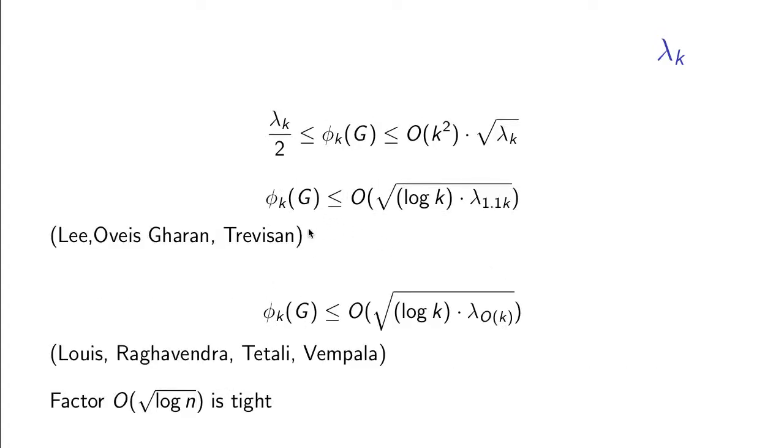It's also possible to show that the order k expansion is at most the square root of lambda, say 1.1 times k. This could be any constant arbitrarily close to 1, with an extra loss of square root of log k instead of a loss of order of k squared. So if I give you lambda 20, which is small, and I give you the 20 eigenvectors of lambda 1 up to lambda 20, it's possible to find 17 sets, all of very small expansion.